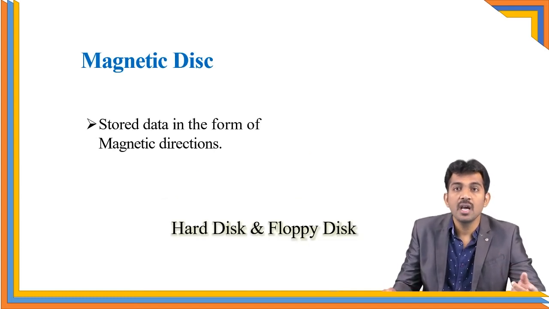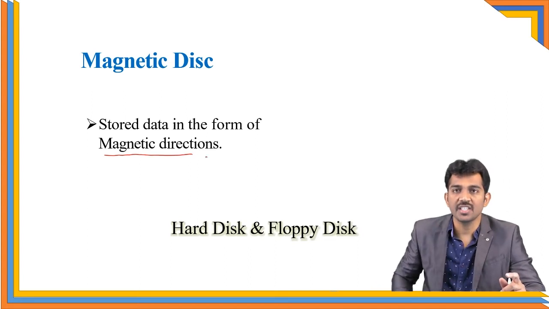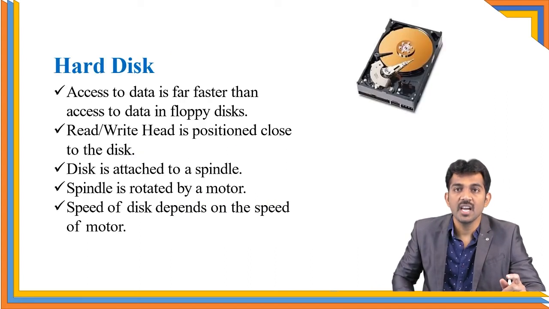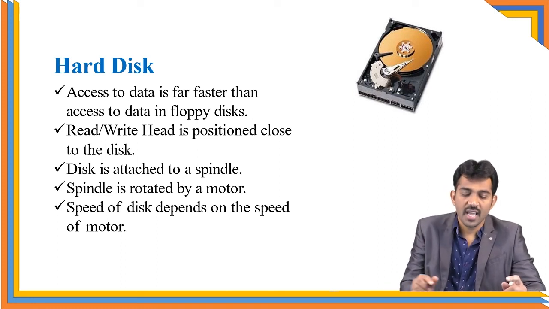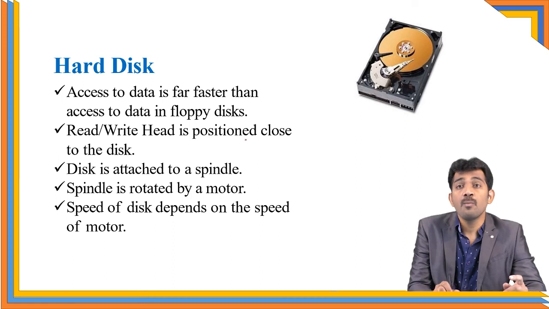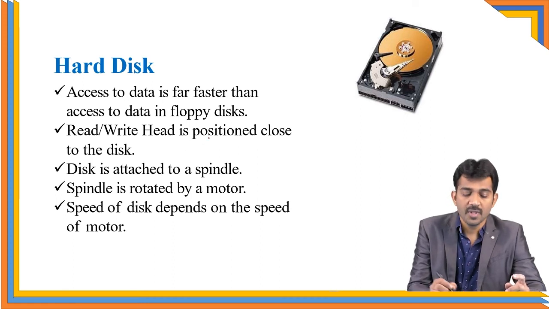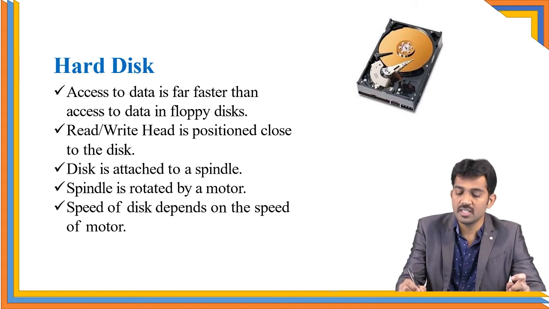So in the hard disk, the magnetic disk stores the data in the form of magnetic directions. Please note this. The secondary devices use magnetic directions, right? Magnetic disks. And a hard disk accesses data faster than a floppy disk, right? The read and write head is positioned close to the disk, right? And the disk is attached to the spindle. Please note this. This is the spindle.